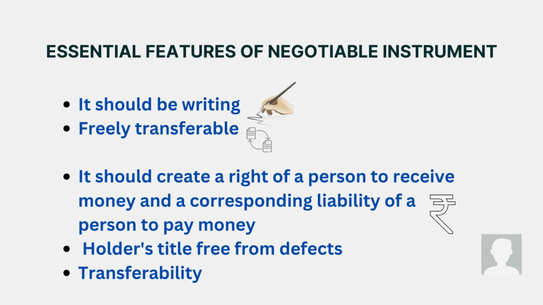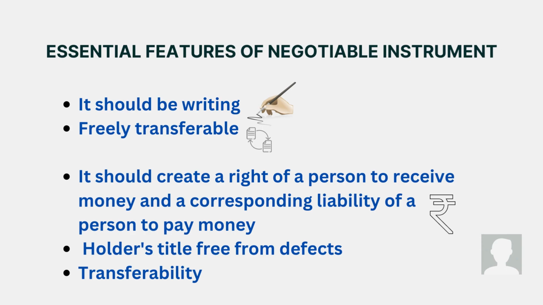It should create a right of a person to receive money and a corresponding liability of a person to pay money. Holder's title free from defects. A holder in due course acquires a good title irrespective of any defect in a previous holder's title. A holder in due course is one who receives the instrument for consideration without notice of the defect in the title of the transferor, that is, in good faith and before maturity.